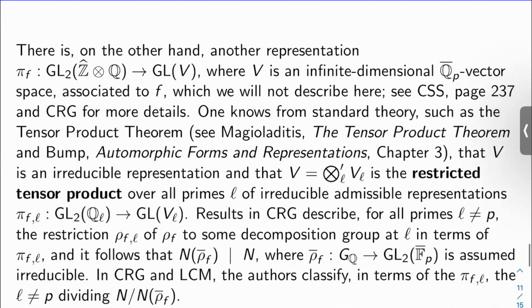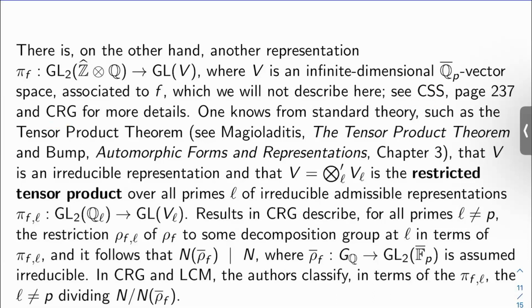Now there is, on the other hand, another representation pi_F from GL2 of Z hat cross, the profinite completion of Z, tensor Q, to GL of V, where V is an infinite dimensional Q_p bar vector space associated to F. We won't describe this here. It's talked about a little bit in CSS page 237, and also the CRG paper of Carayol talks about it.